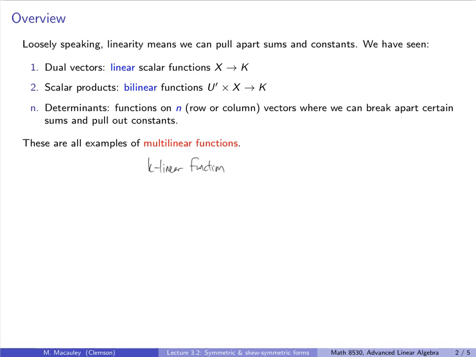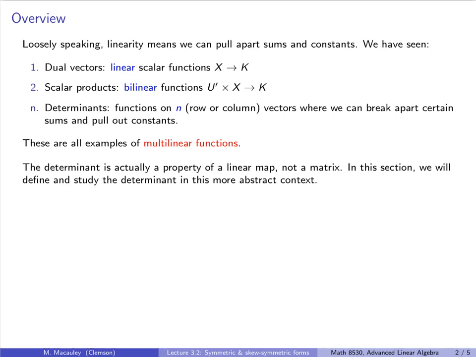I don't know exactly why we use forms instead of functions. I'm sure it comes maybe from differential forms. I tried Googling it, and I didn't get a simple answer. So anytime you see k-linear or multilinear form, you can think of it as a k-linear or multilinear scalar function.